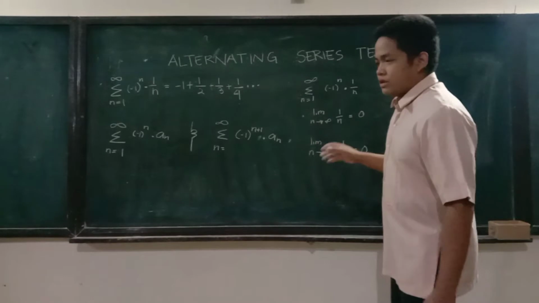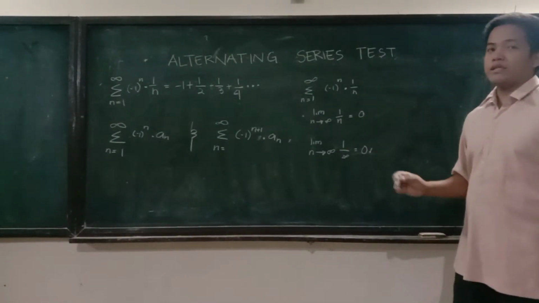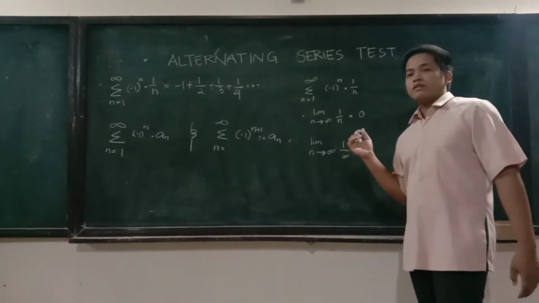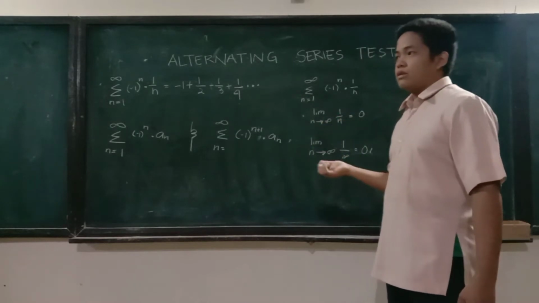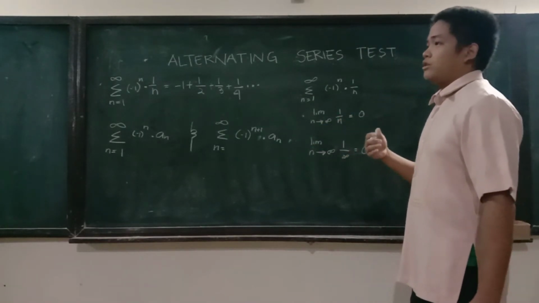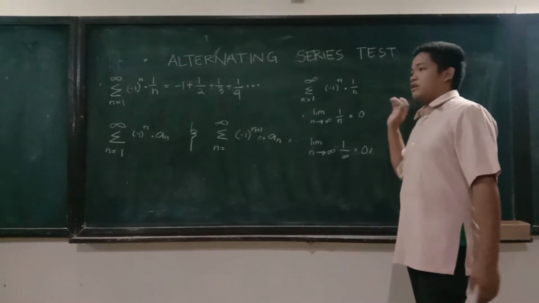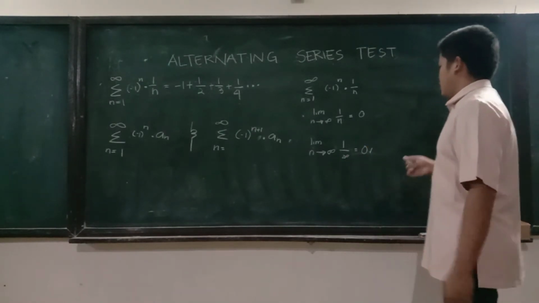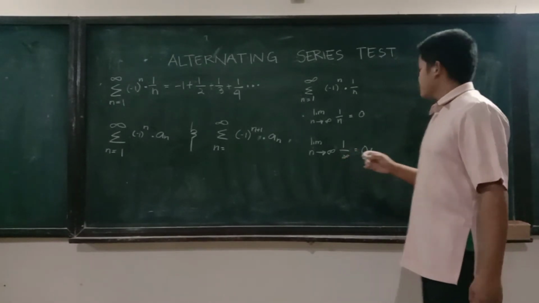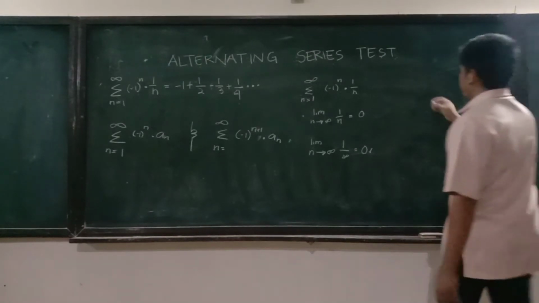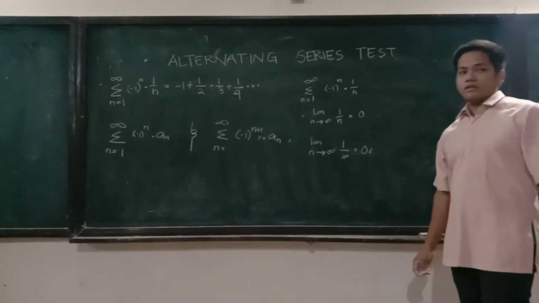If the limit is equal to 0, that means it converges, so it passes the divergence test. On the other hand, if it is not equal to 0, if it is negative or greater than 0, it means that it didn't pass the divergence test and it belongs to diverges.